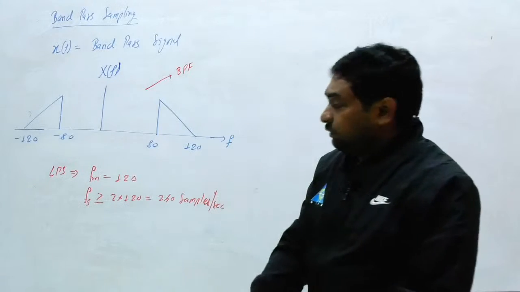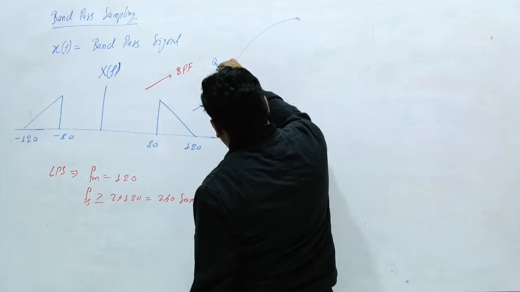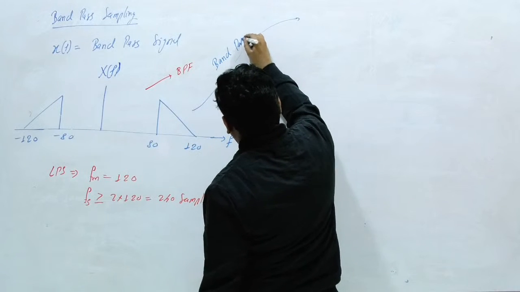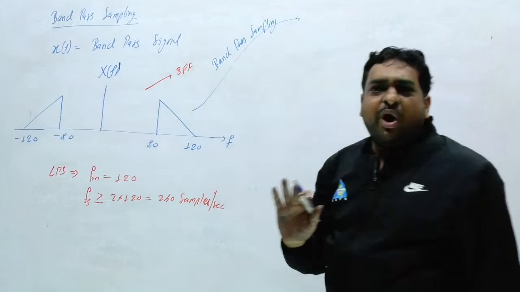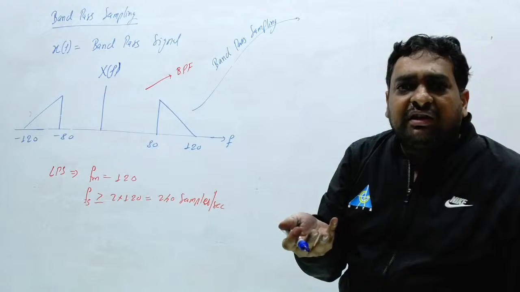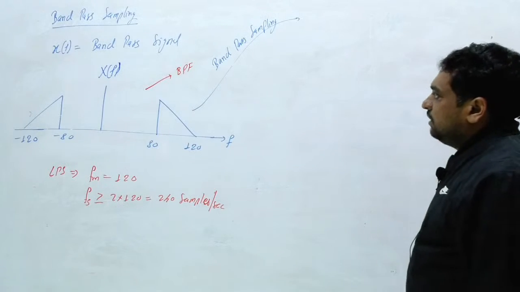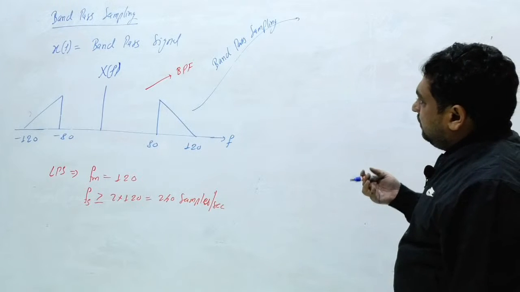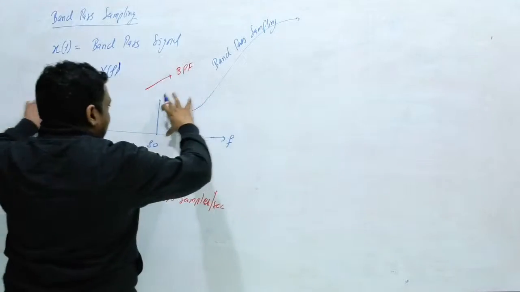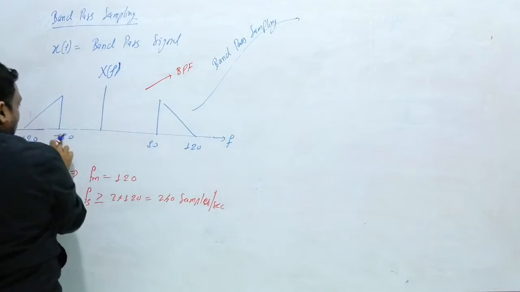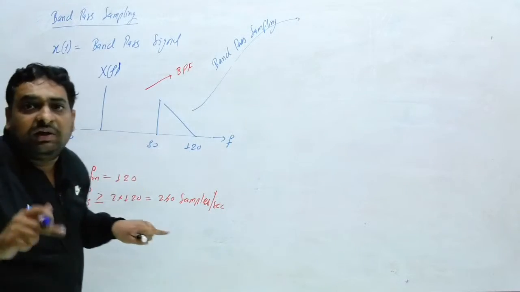But here we will not do low pass sampling. What we will do here is band pass sampling. And this is basic mathematics only. This is not a conceptual thing or anything new here. Only basic, school level mathematics is required. So in low pass sampling, this will be shifted here, and this will be shifted here. This space will be wasted.